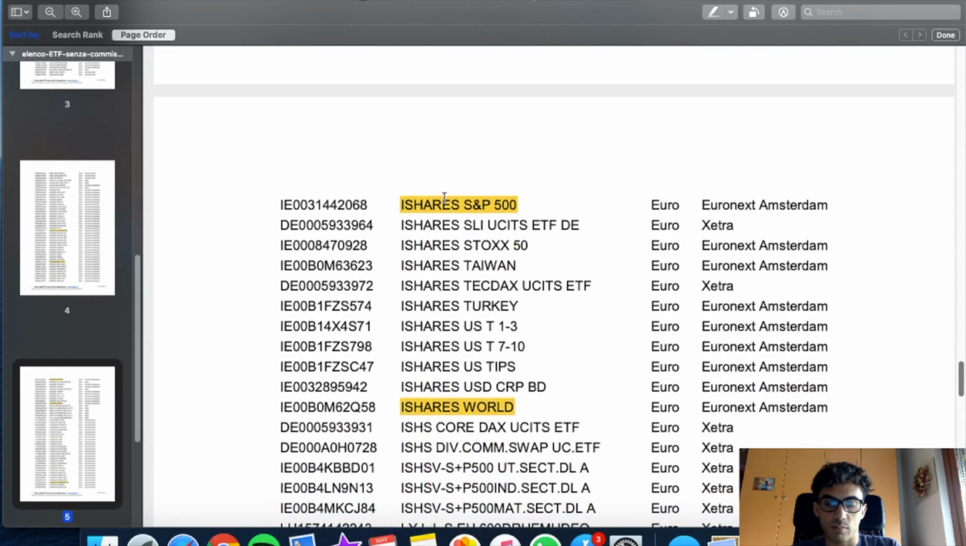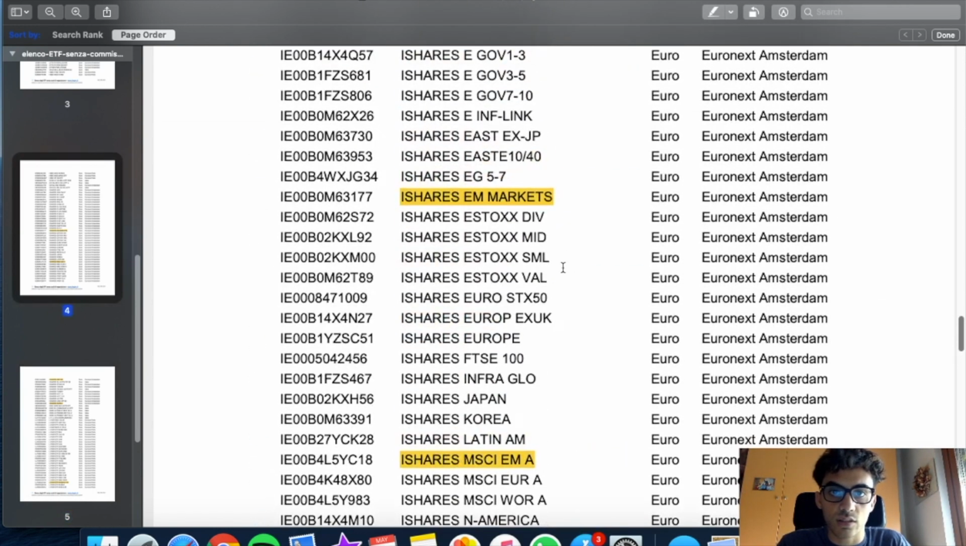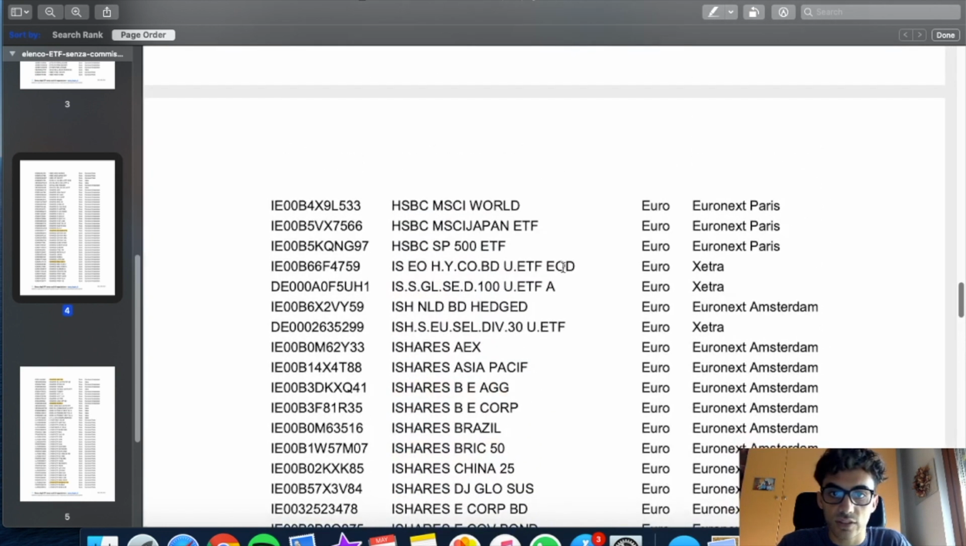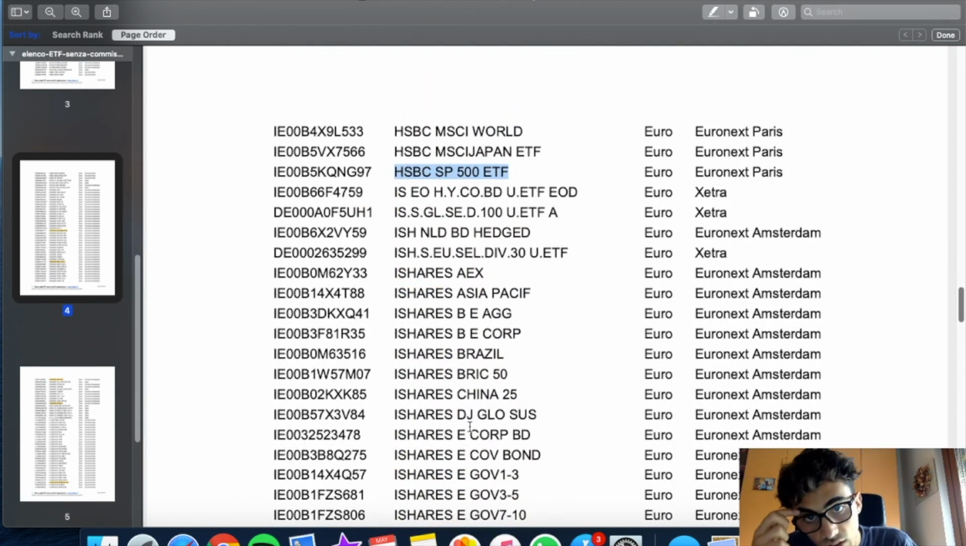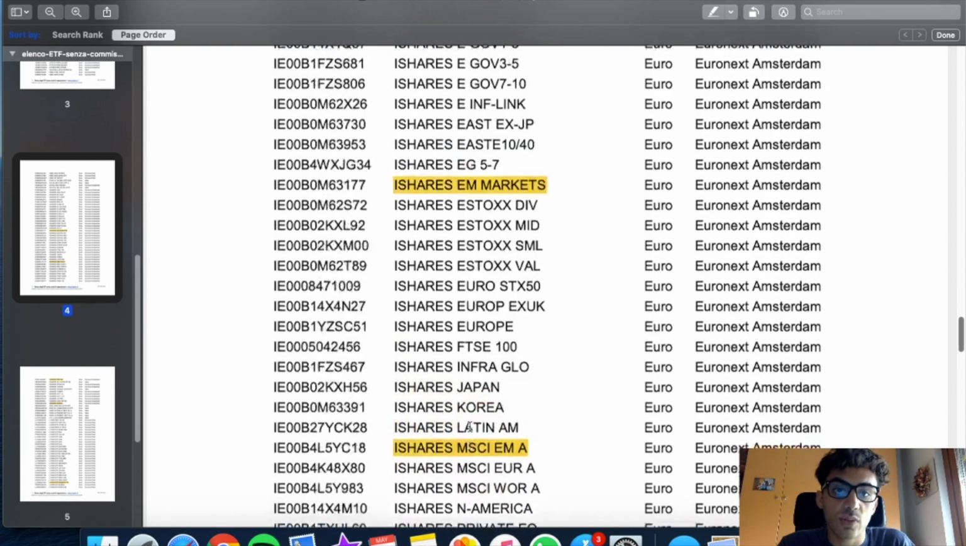Then we have S&P 500, which is the index of the 500 biggest companies in the US across different sectors. So if you want to get exposed to the American market, you should go for the S&P 500. I share simply the name of the company. There are other companies that offer a fund on the S&P 500, for example HSBC, which is another bank. So really, just compare the funds and decide which one is the one for you.